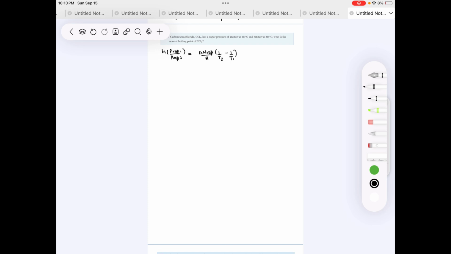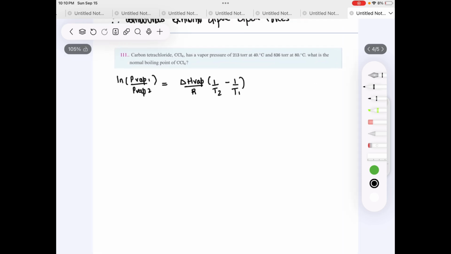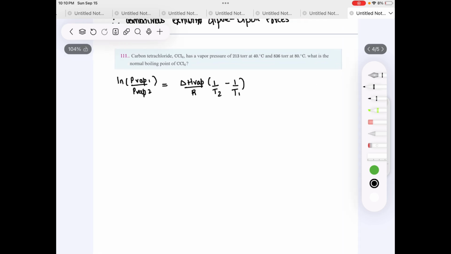The next question is 111. Carbon tetrachloride, CCl4, has a vapor pressure of 213 torr at 40 degrees Celsius and 836 torr at 80 degrees Celsius. What is the normal boiling point of CCl4? We're going to use this equation for this problem.